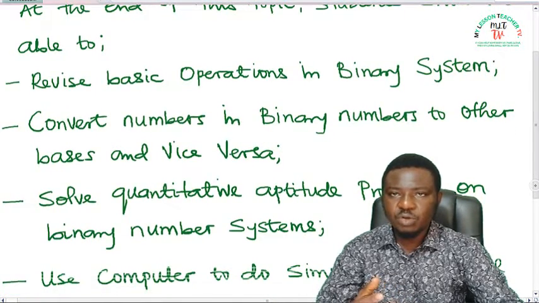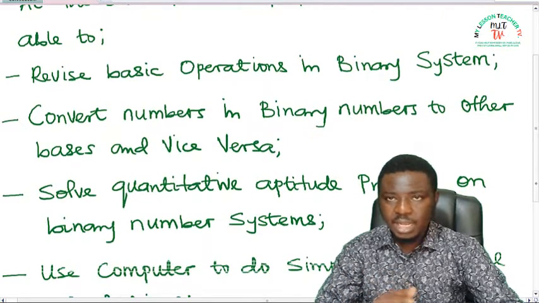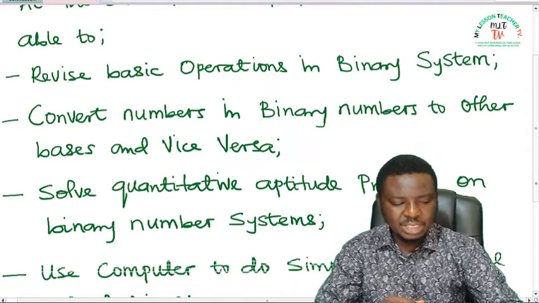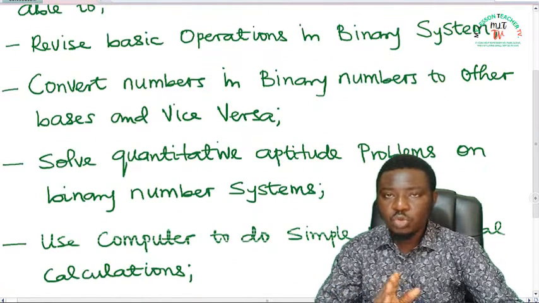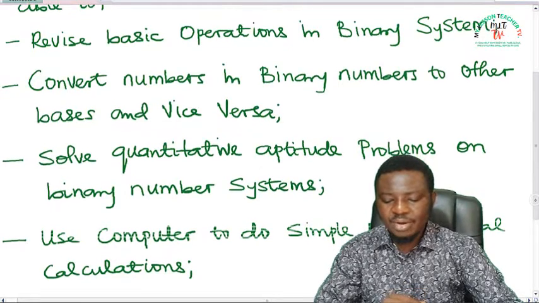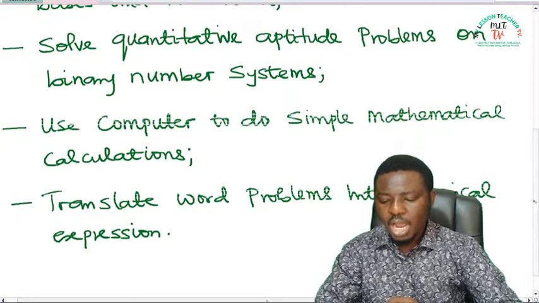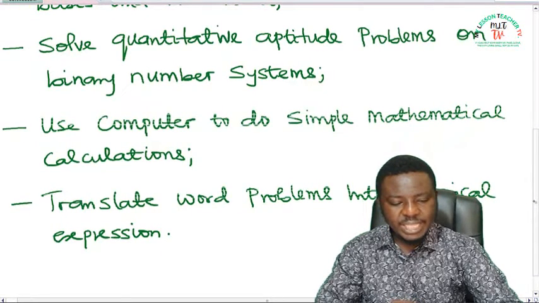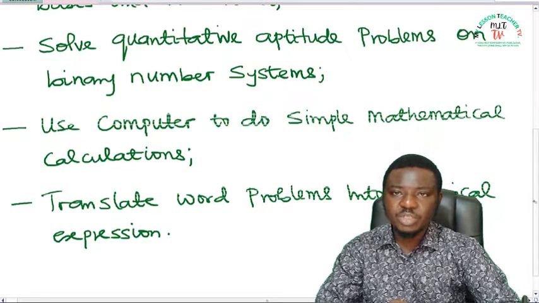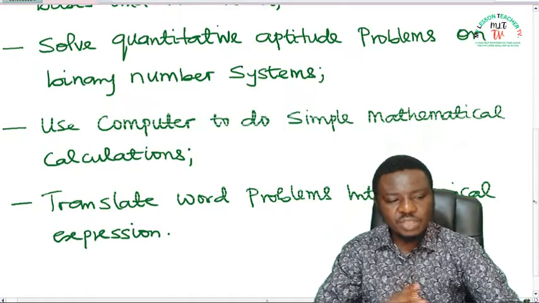That is, you should be able to convert from base 2 to base 10 or from base 10 back to base 2 and maybe base 8, base 16 and what have we. We should also know how to solve quantitative aptitude problems on binary number systems. We should be able to use computers to do simple mathematical calculations, and also you should be able to know how to translate word problems into mathematical expressions. So these are some of the objectives we tend to achieve at the end of this topic.